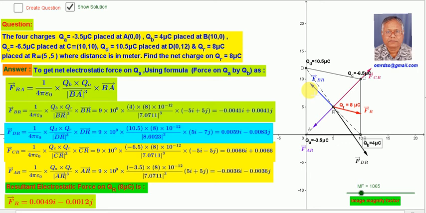Now the resultant force is already given to you, 0.0049 i minus 0.0012 j, this way, and I have given the result along with direction. For direction, you can get the elevation of the net force parallel to the x-axis, which gives tan theta equal to y upon x. From there I have calculated theta and drawn this. Alright, this way you can get it.